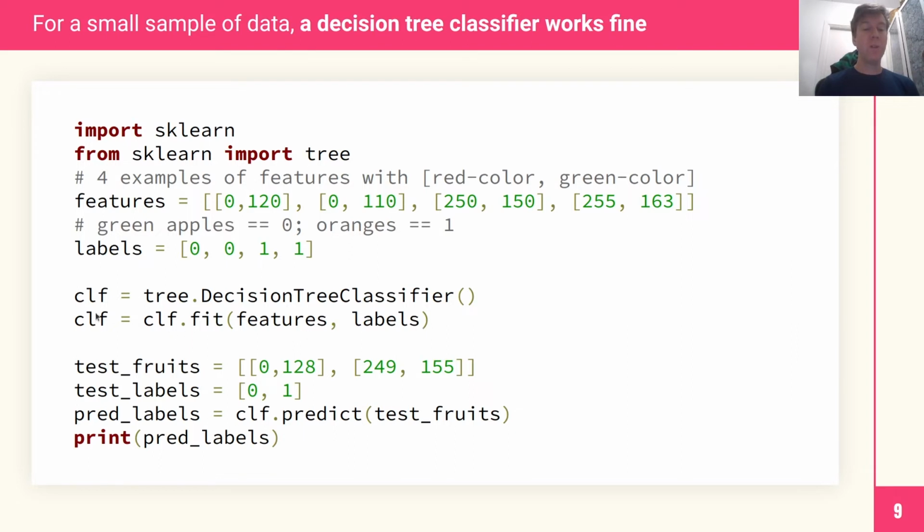What we can do with this object clf that we've just trained is use it to predict whether fruits we haven't seen before, which we're going to call test fruits, are apples or oranges. So here are 2 test fruits. The first one has a red channel of 0 and a green channel of 128. It's actually the test label, so we also know in advance whether it's an apple or an orange. It's actually an apple.